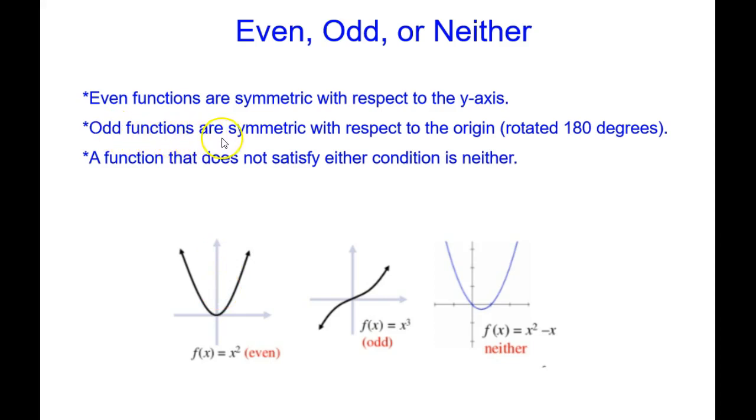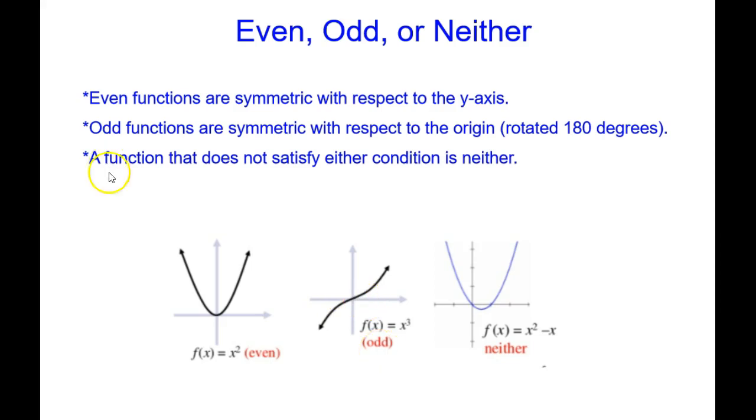An odd function will be symmetric with respect to the origin, which essentially means it's rotated 180 degrees about the origin. So if we have f of x equals x cubed, if we would take this function and rotate it 180 degrees about the origin, it would lie on top of itself. So that's why that is an odd function.